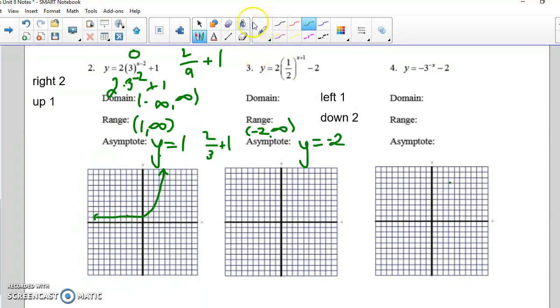So let's plot some points. What happens when I plug in x is equal to 0? I get 2 times 1/2 to the first power. So 2 times 1/2 is 1, minus 2 is -1. So I get 0, -1.